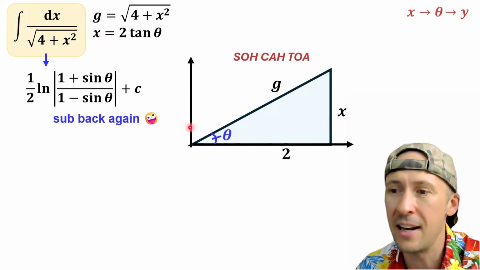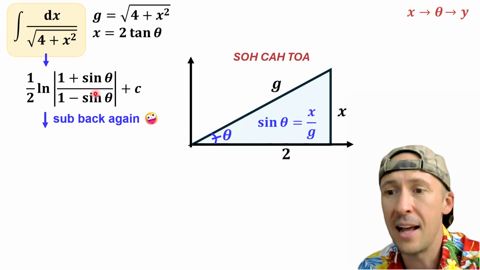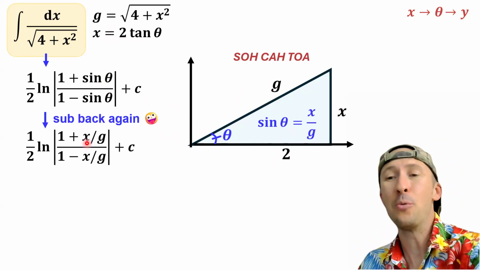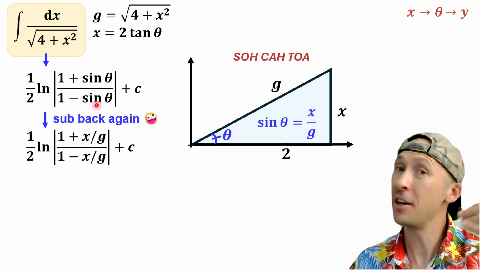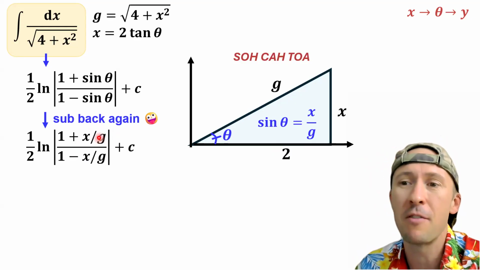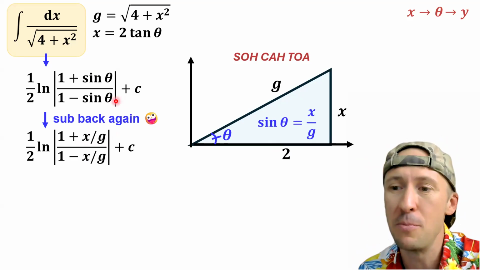Now we want sine theta. Well, we're just going to use SOHCAHTOA. So sine theta is opposite over hypotenuse. So that's x over g. And that's literally what it is. So we'll substitute it in. And we're in terms of x, but we're also in terms of g. Got another problem that popped up. And your prof might not like this. Your prof might want everything totally in terms of x. So we can substitute back what g is.